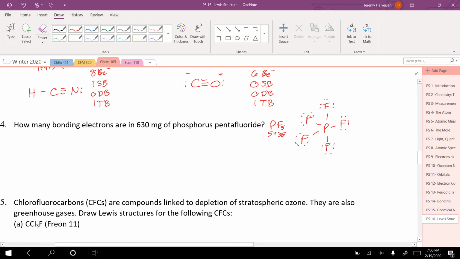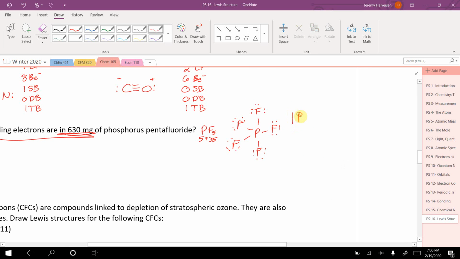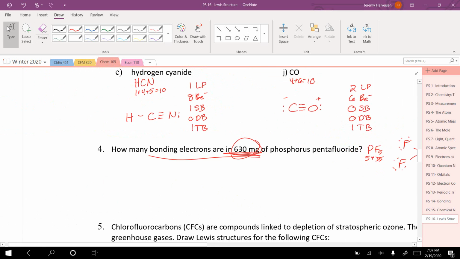So I'm looking for how many bonding electrons in 630 milligrams. Well, I know that one PF5 molecule has 10 bonding electrons, based on this picture, 2, 4, 6, 8, 10. So if I can find how many PF5 molecules there are in 630 milligrams, then I can just multiply that by 10, and I get my total number of bonding electrons.